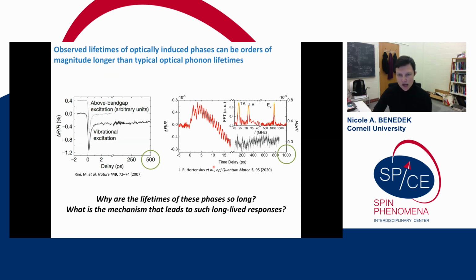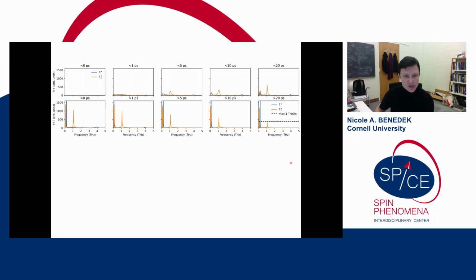Right, so far I've talked about what the spectra of the Raman modes look like and the strain modes look like. But I haven't really addressed this 1,000 picosecond lifetime for this optically induced phase and why it's so long. Is it just the strains that are out there that are causing that, or is there something else? Okay, so this is my last slide.